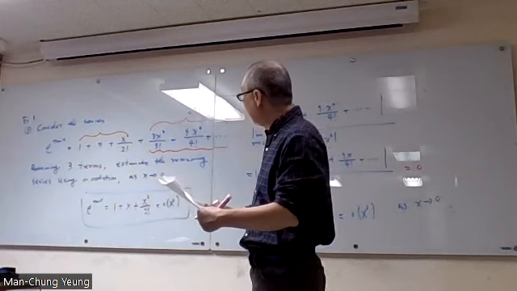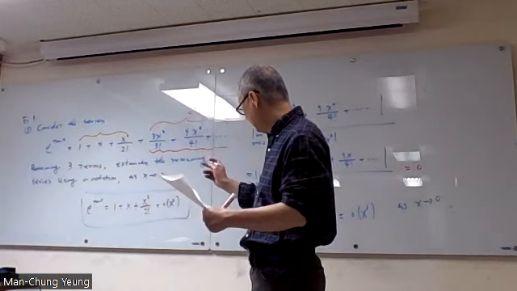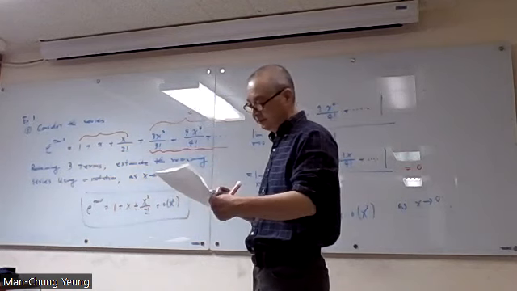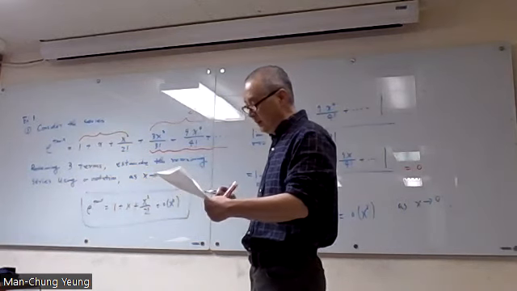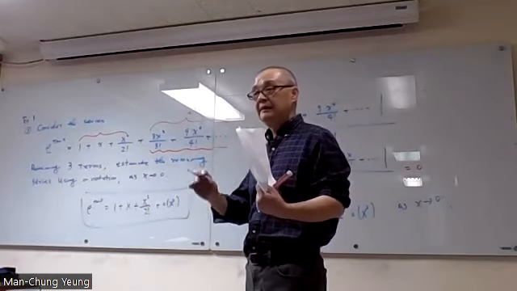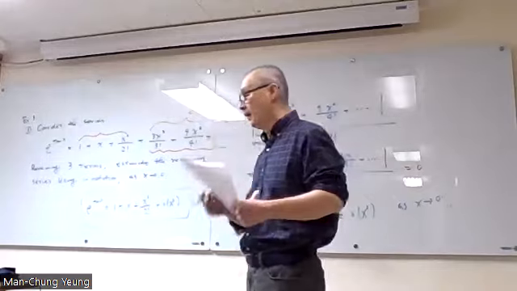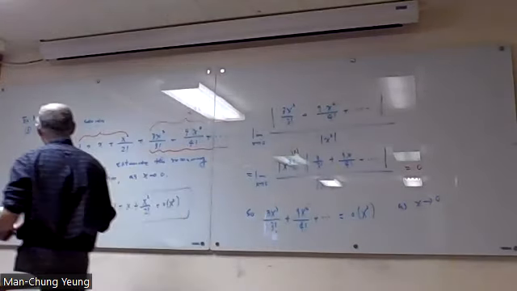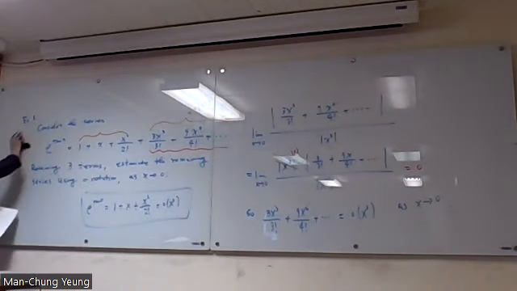Okay, now this is part A. Part B. Write the remainder in terms of big O. Part B. Cool. Number 2. Any questions?